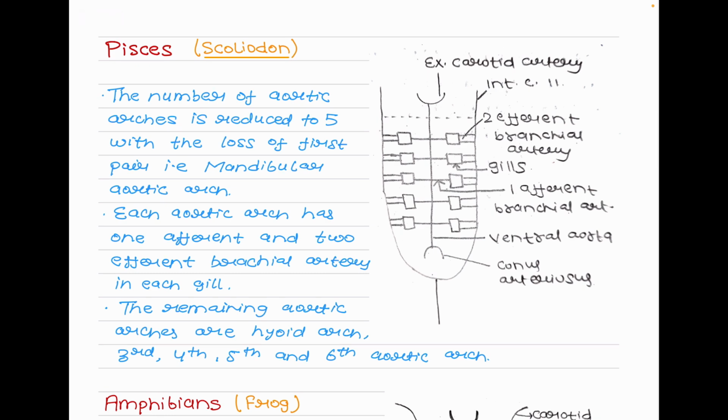We're going to discuss Pisces, specifically the example of Scoliodon. The first mandibular arch disappears, leaving 5 functional aortic arches, which are the hyoid arch, which is the second aortic arch, and third to sixth aortic arches. Each arch has one afferent branchial artery and 2 efferent branchial arteries. These arches supply blood to the gills. The ventral aorta originates from the conus arteriosus and sends blood to the arches. The external carotid artery and internal carotid artery supply the head. Rest remain the same.